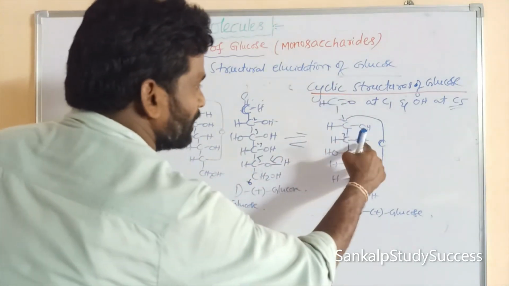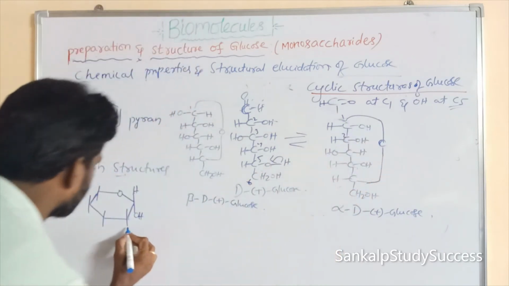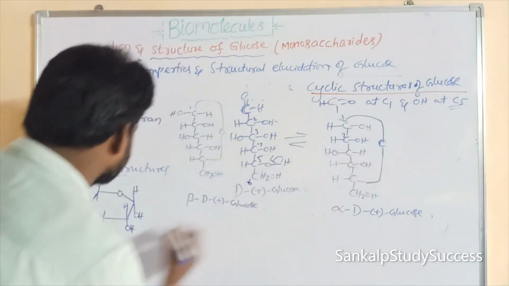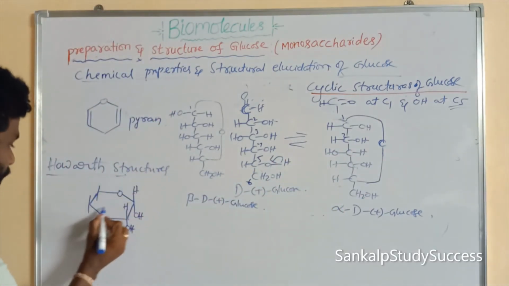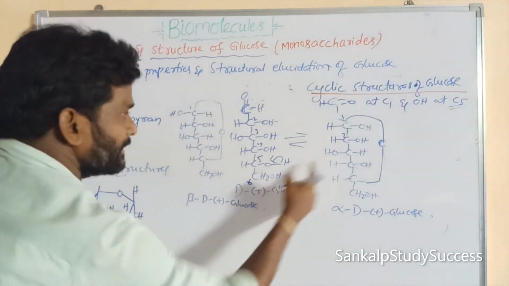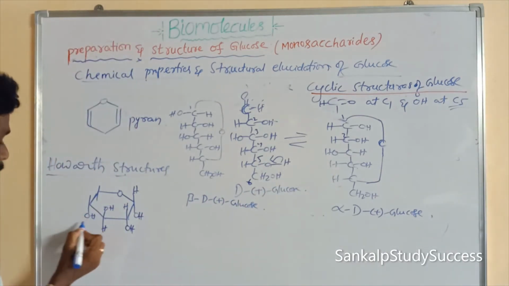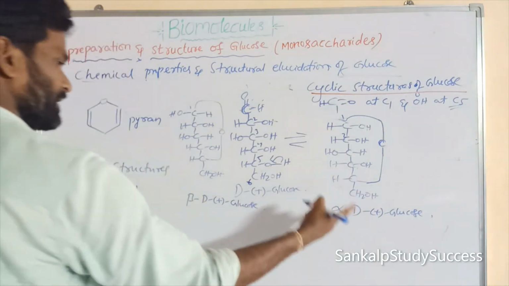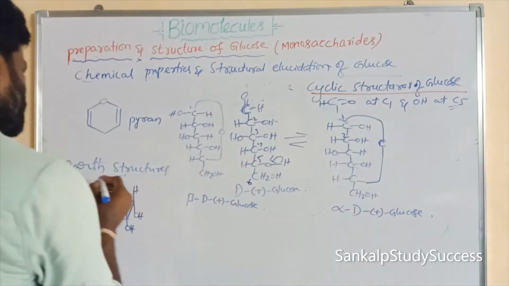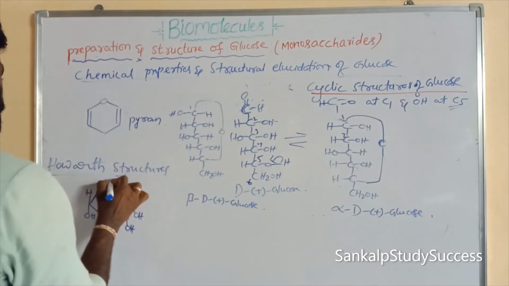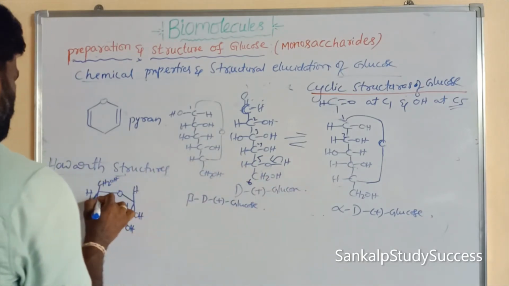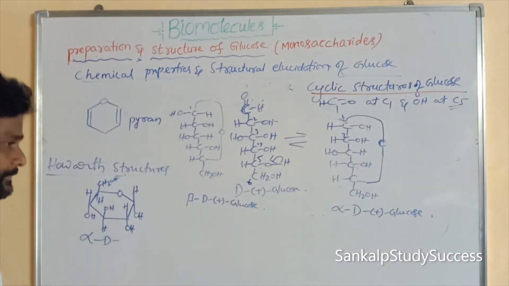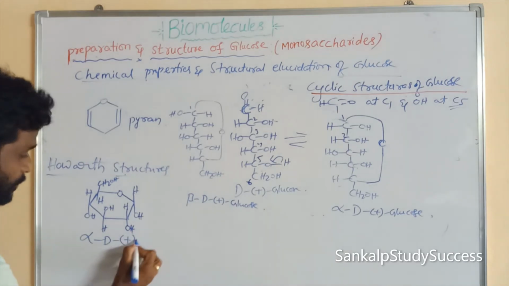Similarly, we can write all. This OH is also on the right, so that can be written below. Second carbon, H and OH above the plane, and this OH is also present below the plane, H is present above the plane. This is also the same. The top CH2OH is above the plane, and this H is below the plane. So this is alpha D plus, where plus means dextrorotatory.